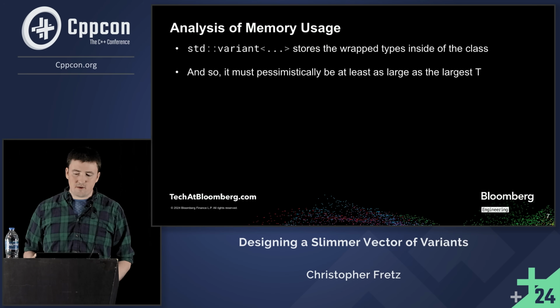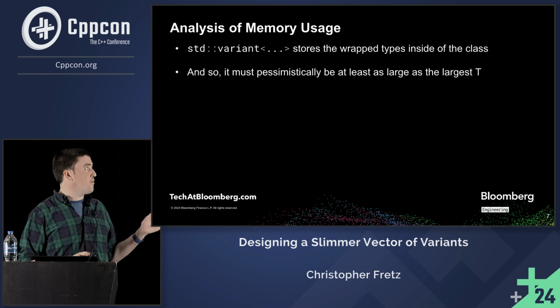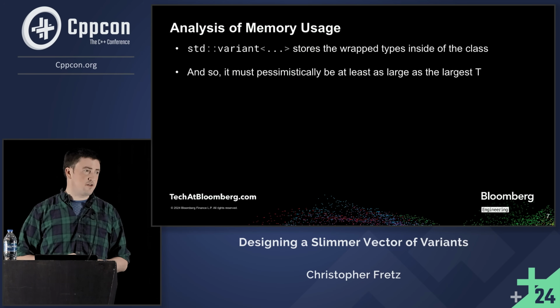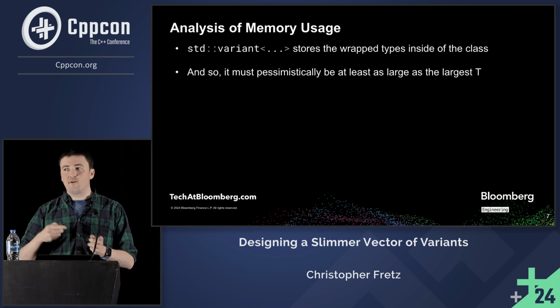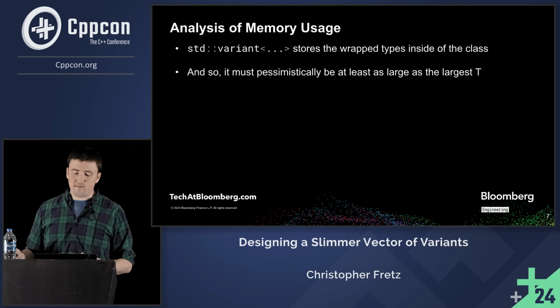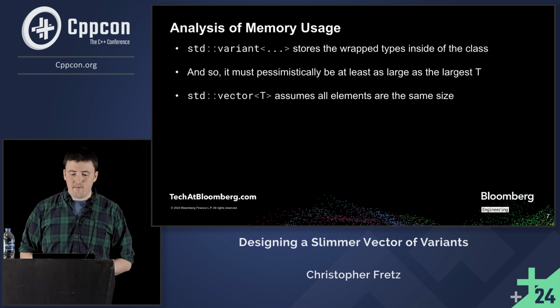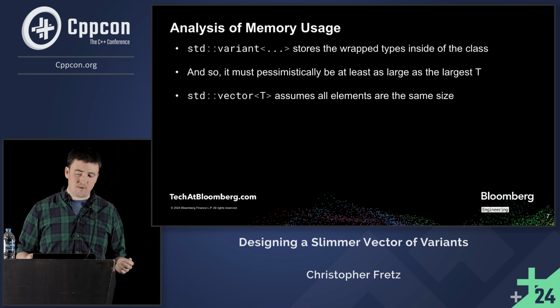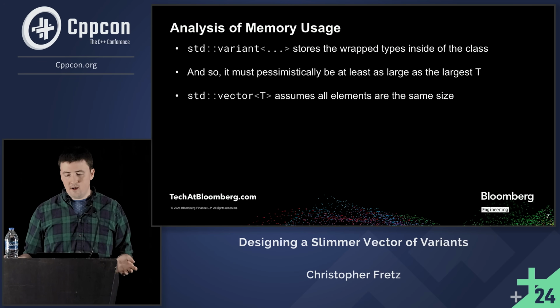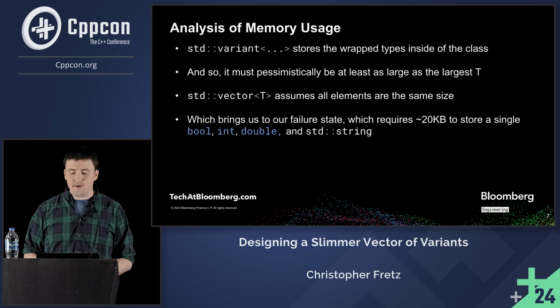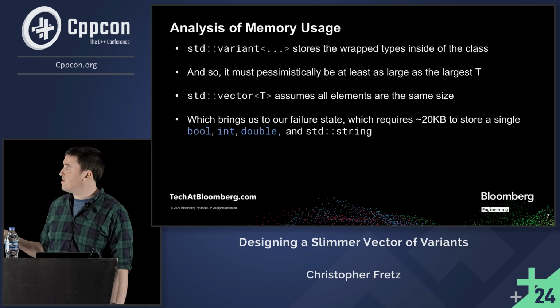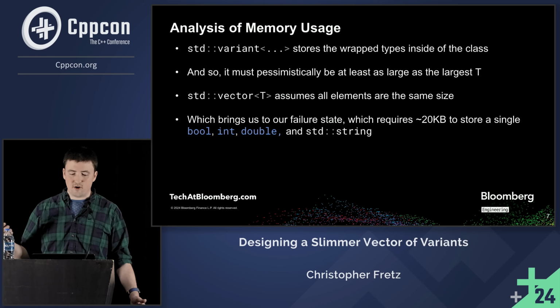But the problem is that in this particular case, it means that it must always pessimistically be at least as large as the largest T. And so if one of your Ts is 95% bigger than everything else, you're going to end up using that all the time. And so standard vector assumes that all of its elements are the same size. Variant can't allocate. And so this brings us to our failure state, requiring 20 kilobytes to store a single bool, int, double, and string.